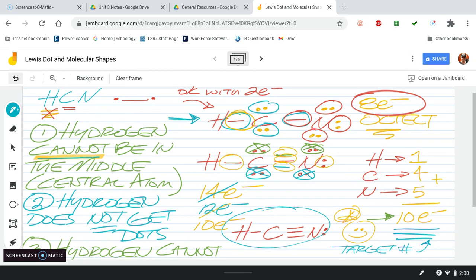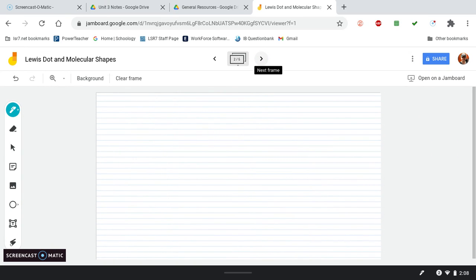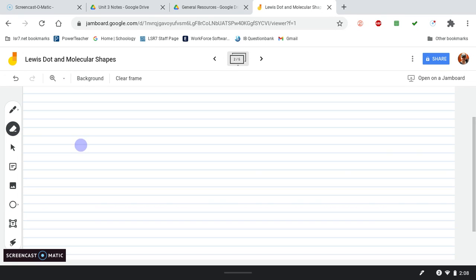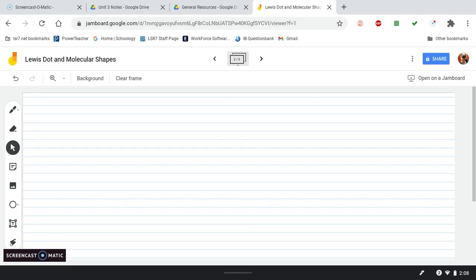Okay, let's try another one, because that one was kind of complicated, right? We did a lot of stuff there. Let's go ahead and do another one. Let's go with a bigger pen. Let's do SO3 and see what that looks like.